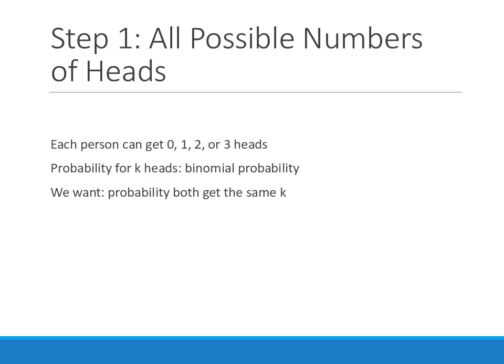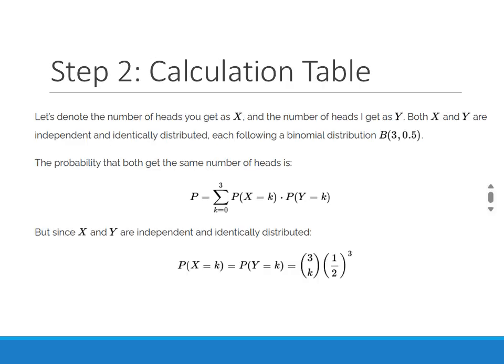Let's break it down. Each person, independently, can get from 0 up to 3 heads. The probability that one person gets k heads is given by the binomial formula. Since both are independent, the chance both get the same k is just the square of the probability for that k. We'll add across all possible k values.